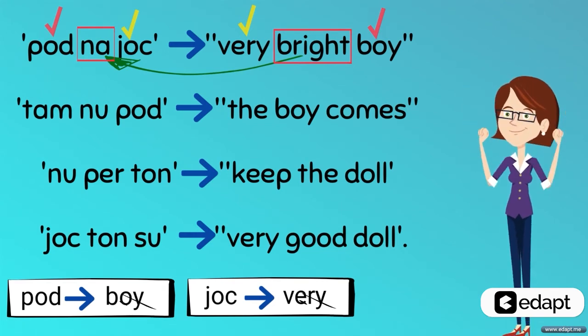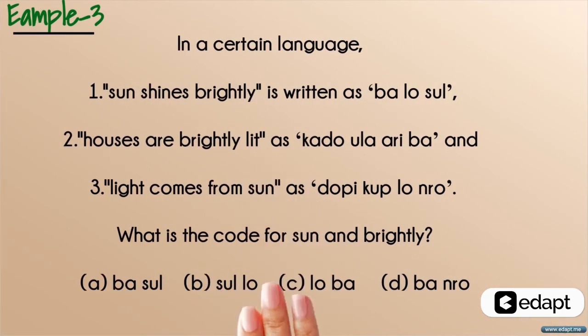Let us look at another example. In a certain language, sun shines brightly is written as ba lo sul. Houses are brightly lit as Kado Ula Ari Ba, and light comes from sun as Dopi Kup Lo No. What is the code for sun and brightly?